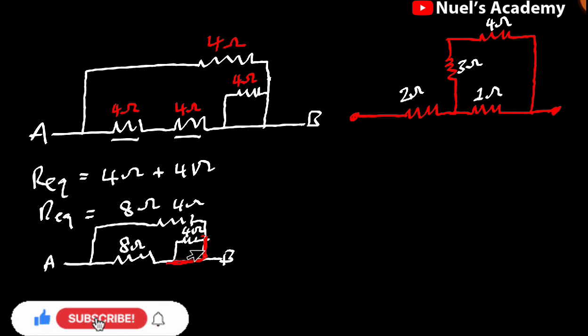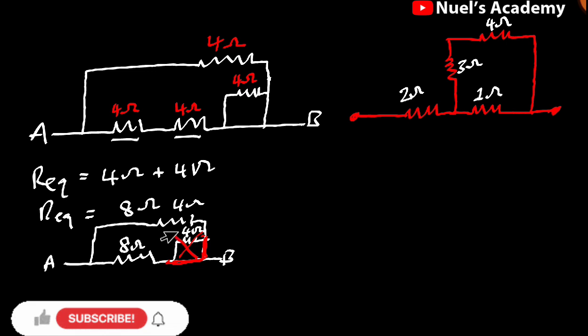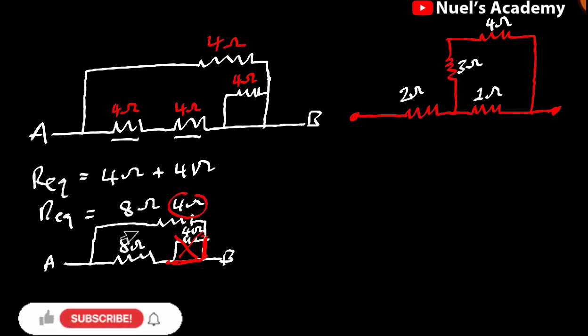Now in this case, since this single wire here has zero resistance, it is going to cancel this resistor here. It's not going to affect the equivalent resistance. So we're going to eliminate this resistance here and then work with only 4 and 8 ohms. Now if you redraw this diagram, you see that these 4 ohms and these 8 ohms are in parallel connection to each other.